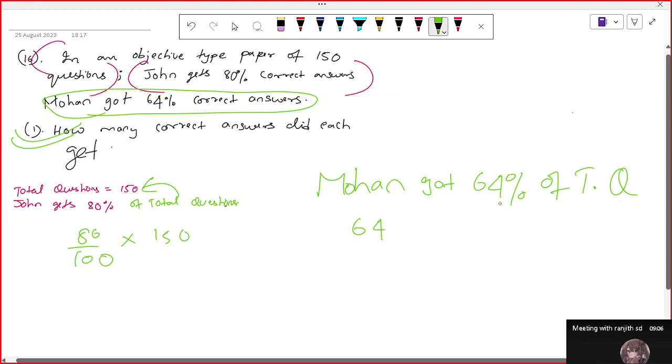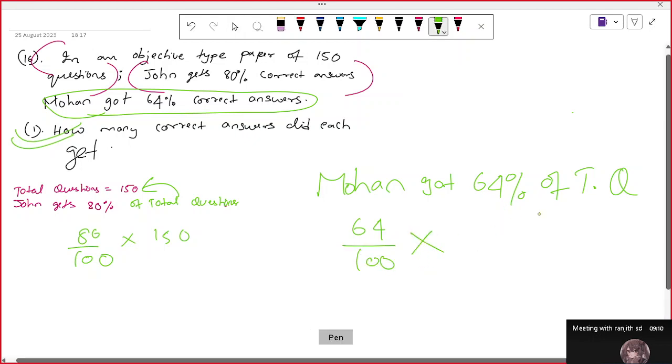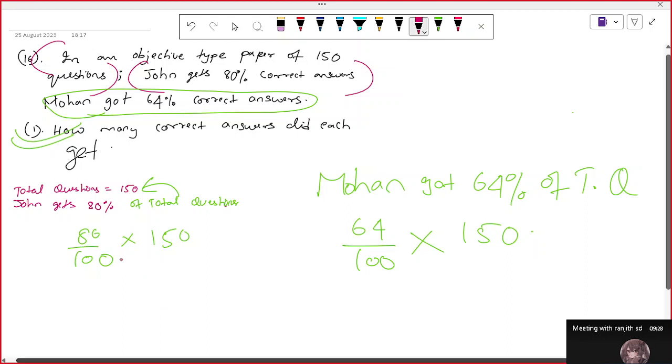So 64 percent is 64 by 100. Of means multiplication. Total question is 150. Two zeros get cancelled. Reduce both. Tell me, who gets more? John gets more, sir. Yes, John gets more. So out of 150, how many questions did John get correct? Correct answers? 120 questions, sir.